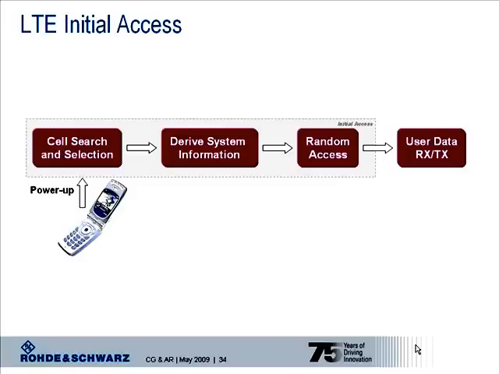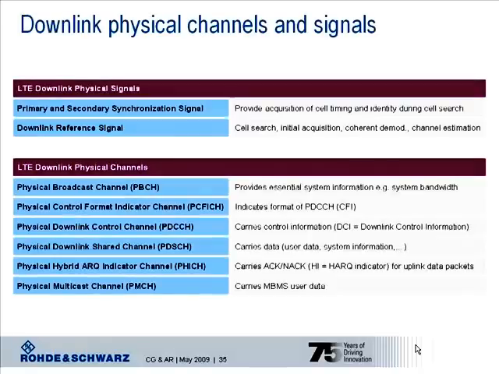Before we now look at each of these steps separately, we need to talk about the physical signals and channels used in a downlink. LTE uses in a downlink two types of signals. Signals which are purely generated in the layer 1, the physical layer. These signals are the primary and secondary synchronization signal, as well as downlink reference signals.